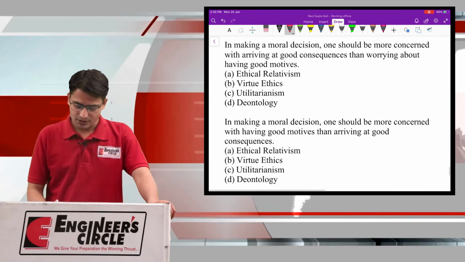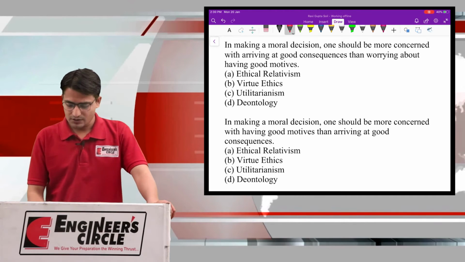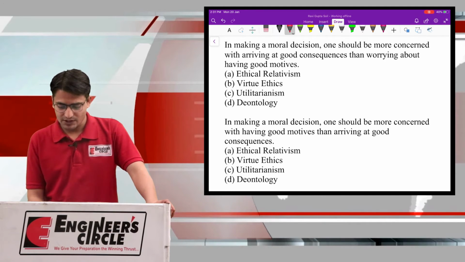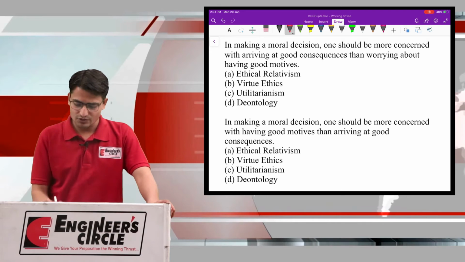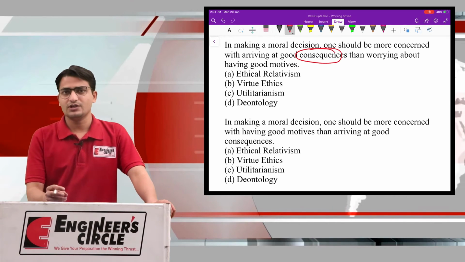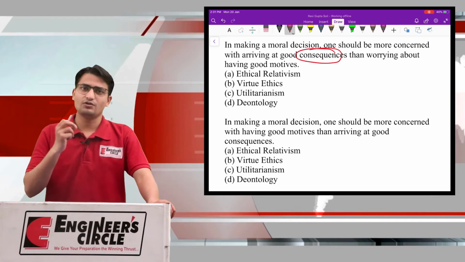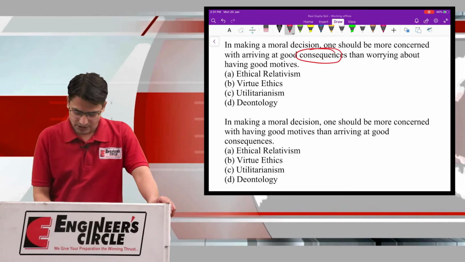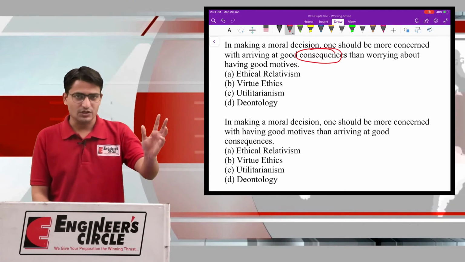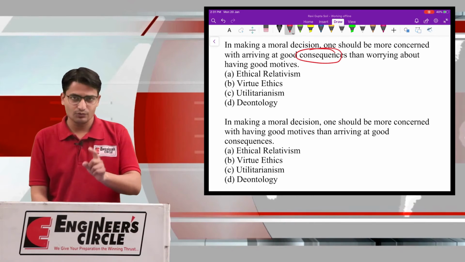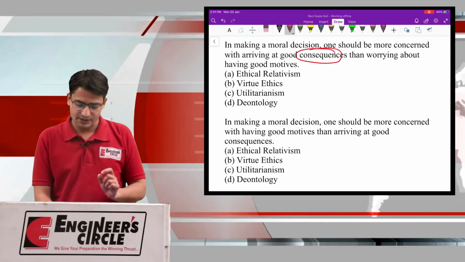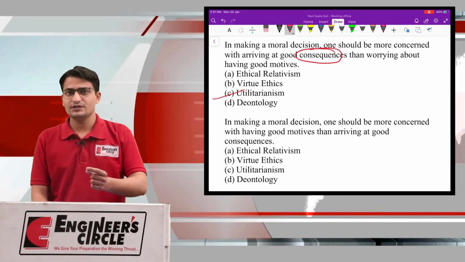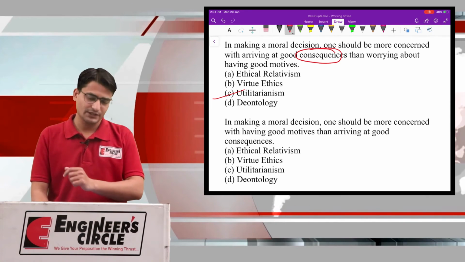Coming on to the next question. In making a moral decision, one should be more concerned with arriving at good consequences than worrying about having good motives. So your concern should be good consequences. This type of ethical behavior is called your consequentialist approach. So here the correct answer would not be ethical relativism. It is part of metaethics. Virtue, no, it deals with motives of the person. Utilitarian will be our correct answer. Here directly the teleological word is not given to us, but utilitarianism is a part of teleological ethics. Therefore C will be my correct answer.